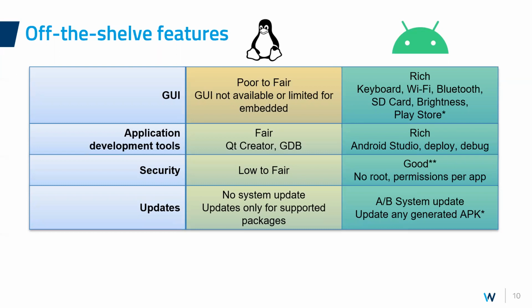Same thing pretty much for updates. Android, you have the A/B system update. So you can install a system update and if something goes wrong, fail over and go back to the previous one. And you have all these application package management with APK. So if you generate an application, you pretty much already have the update system, right? With Linux, you have that only if you have a package manager, and only if the application that you generate is integrated in this package manager. So that's something that you'll have to do manually.